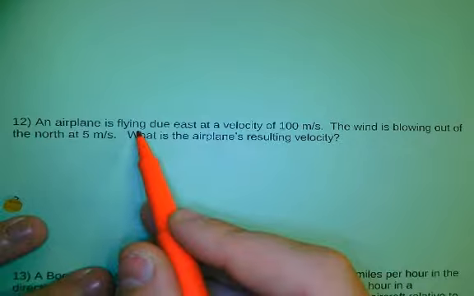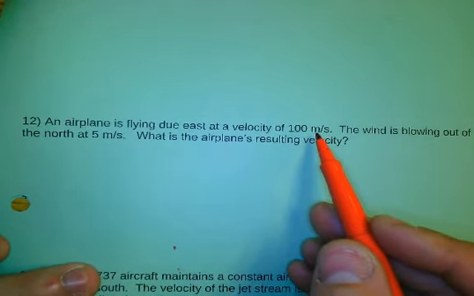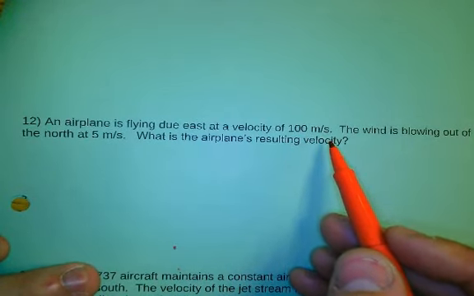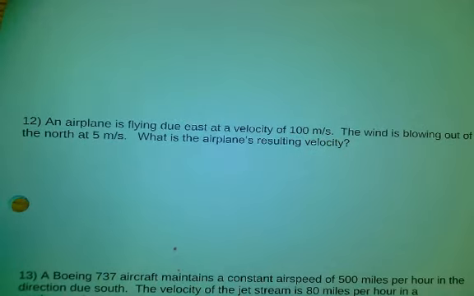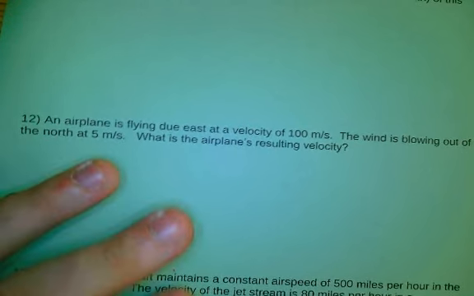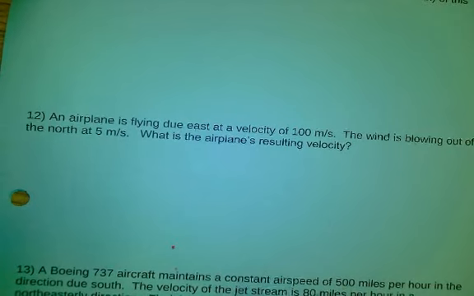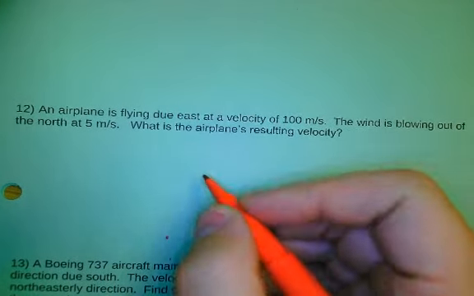Okay, so you have an airplane that's flying due east 100 miles or meters per second? I would say meters. Wow, that'd be pretty good if it was miles. Velocity isn't always in meters, but I guess you said it is.